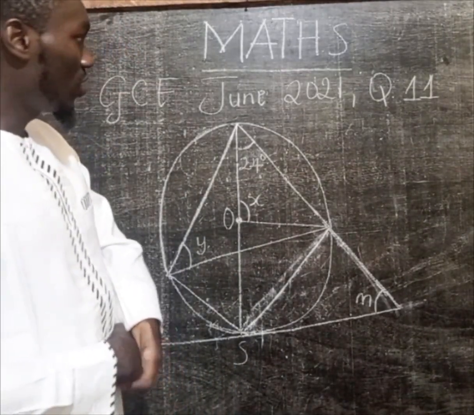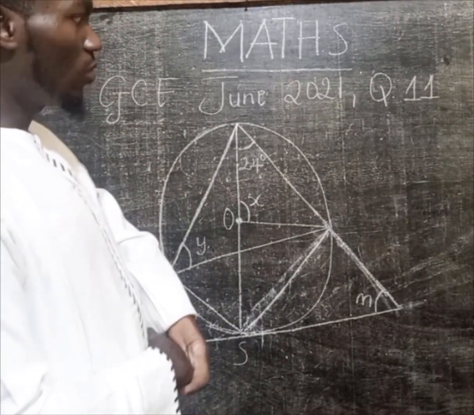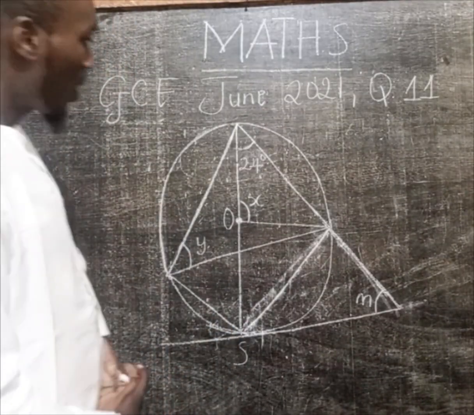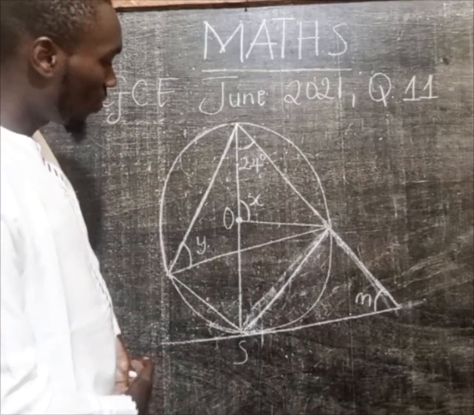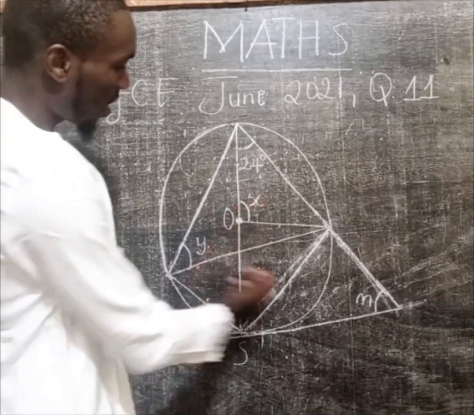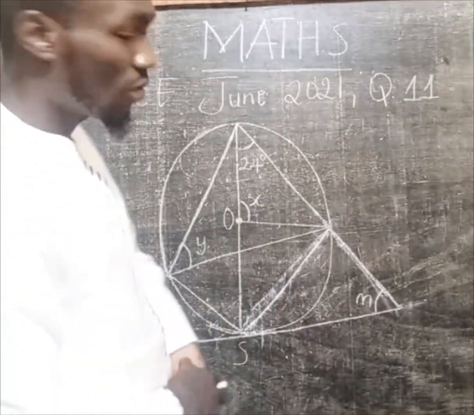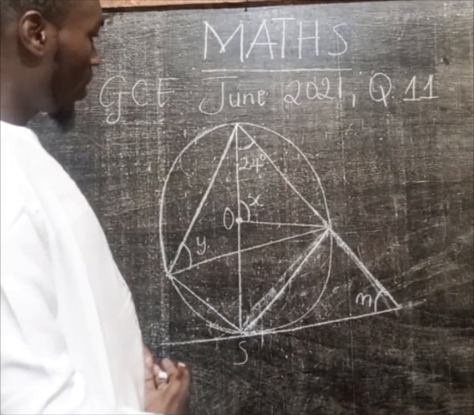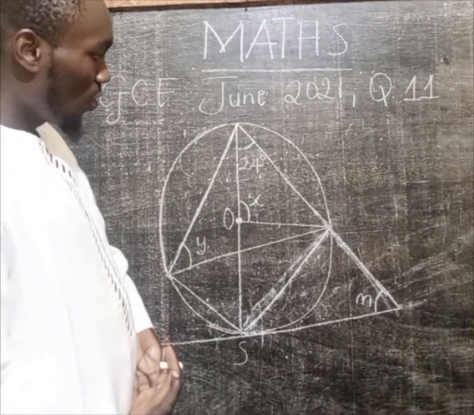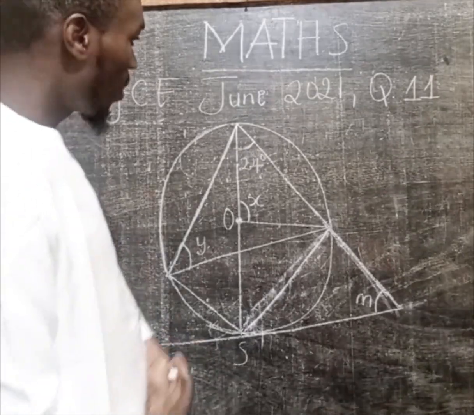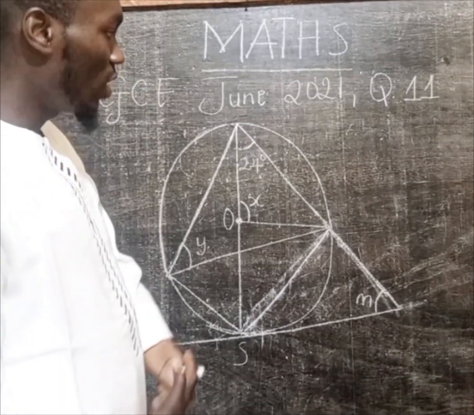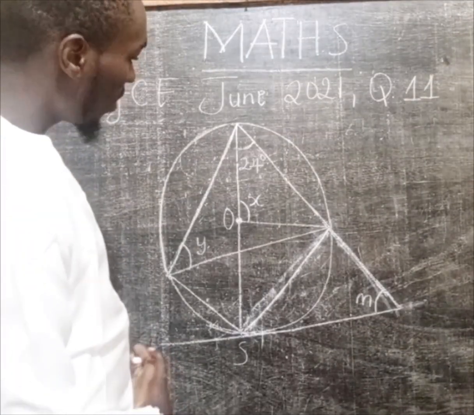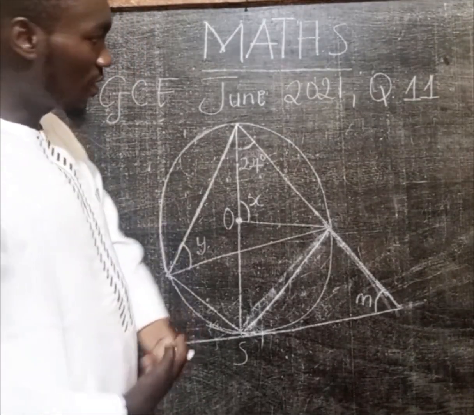On today's episode, we are going to be answering a question under circle theorem. This is a GCE question from June 2021, and it corresponds to question 11. The question asks us to determine the values of the angles x, y, and m. During one of our episodes, we looked at some circle theorems, so today I think we will be able to answer this question based on that earlier video. Let us begin by determining the value of angle x.